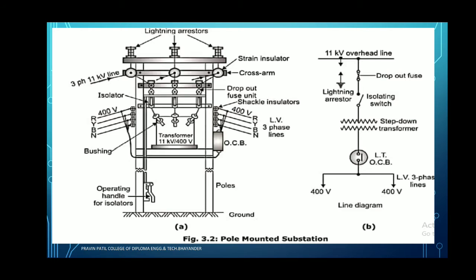This is the image of the pole mounted electrical substation, 11 kV by 400 volt. Here, first we have to see the single line diagram representation as shown in the image. The 11 kV overhead line. Near that 11 kV overhead line, one lightning arrestor device is connected. The function of the lightning arrestor is to divert high voltage towards the earth. The next device is the fuse.